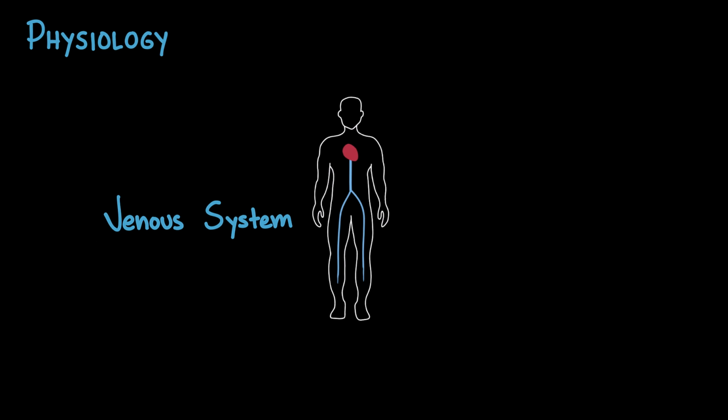Now, in the lower limbs, this journey is especially challenging because the blood has to travel upward, all the way against gravity. So how does it manage that? Well, the veins have a pretty clever design. They team up with the surrounding muscles and one-way valves to keep the blood moving in the right direction.